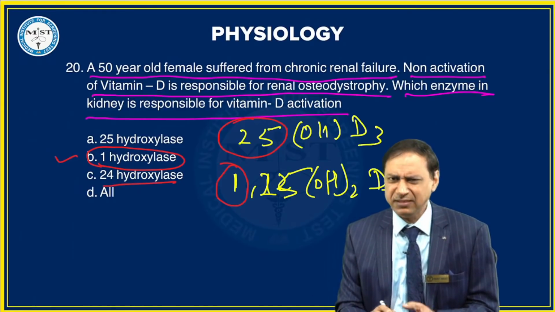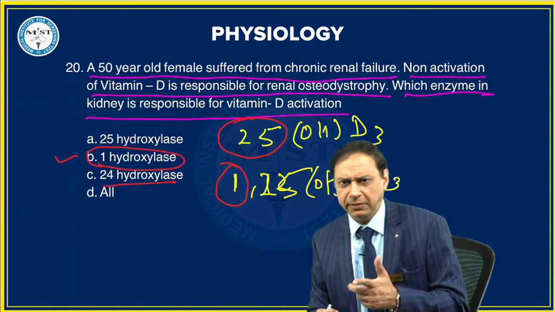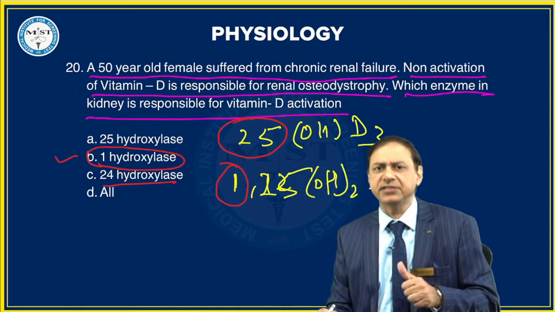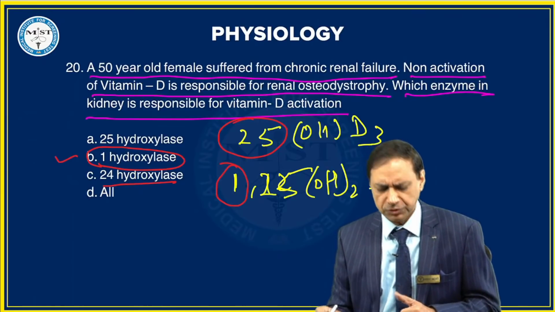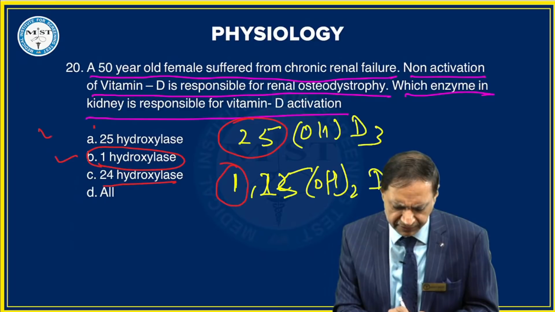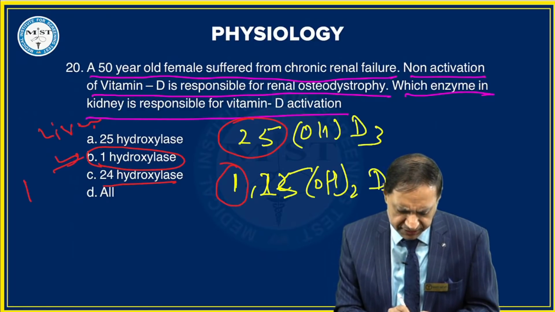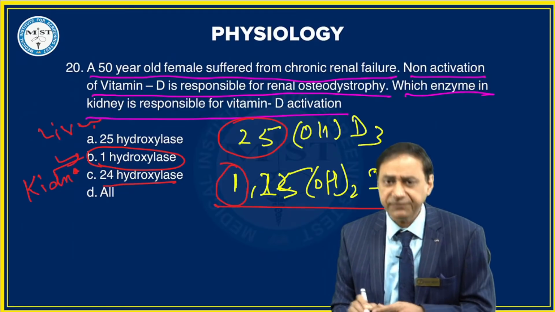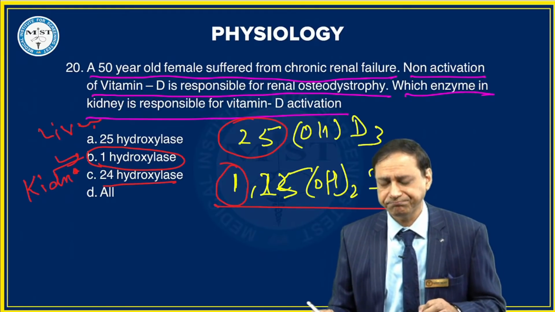24-hydroxylase is also present, but that is not the activation. It is 1-hydroxylase which will activate that. So just remember 25 in liver and 1-hydroxylase in kidney. 1,25 is the active form. This is done.